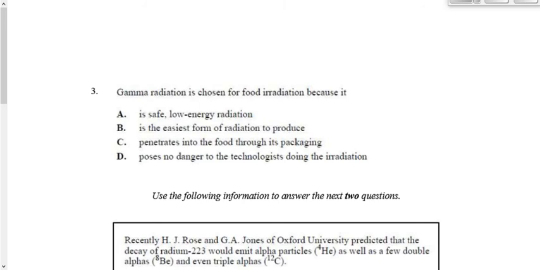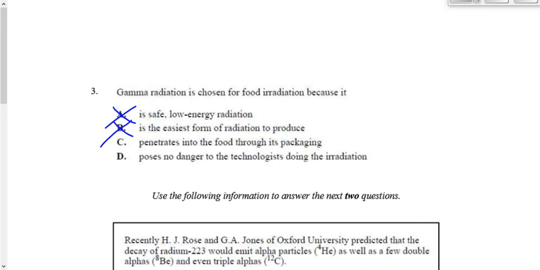Well, let's think about what we know about gamma radiation. Is it safe and low energy? No, it's unsafe and high energy. So that's not why it's chosen. Is it the easiest form of radiation to produce? I would suggest probably not, given that it's a secondary effect or a byproduct of something else. In order to produce gamma rays, you have to produce something else first. So I would say that it's the hardest one to produce, not the easiest one.